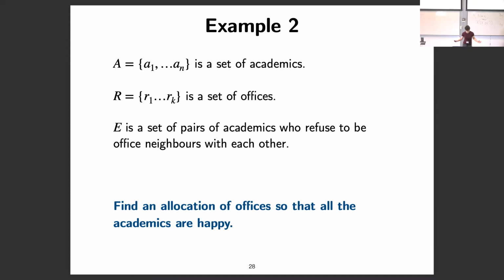And the pigeons, obviously. So we have a set of academics, A, and we have a set of offices, R. And I'm also going to have E, which is a set of pairs of academics which refuse to be office neighbors with each other. And the problem is, find an allocation of offices so that all the academics are happy, I mean, happy with respect to their office allocation, not happy generally. General happiness might be unsatisfiable. Who knows?